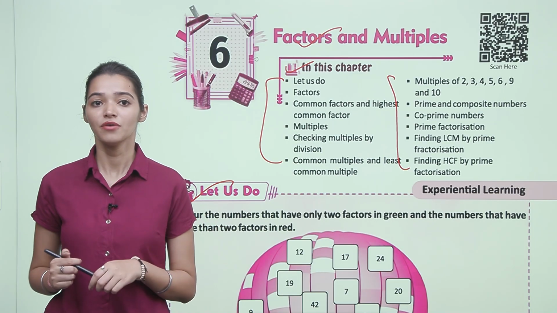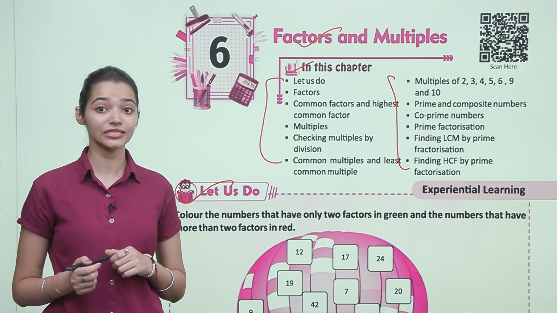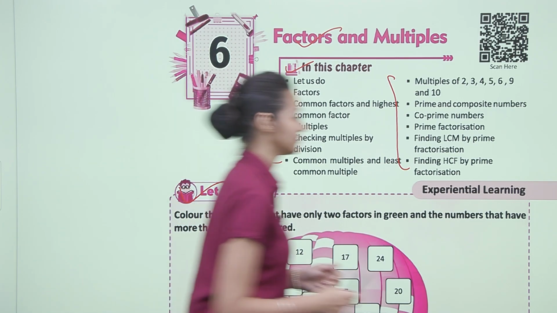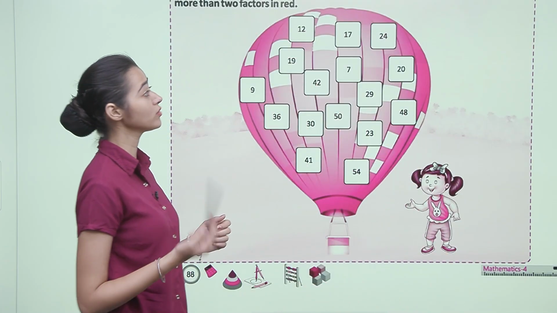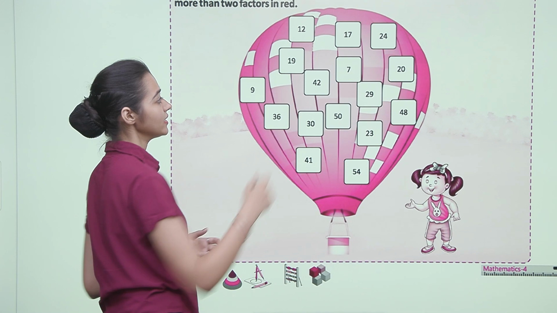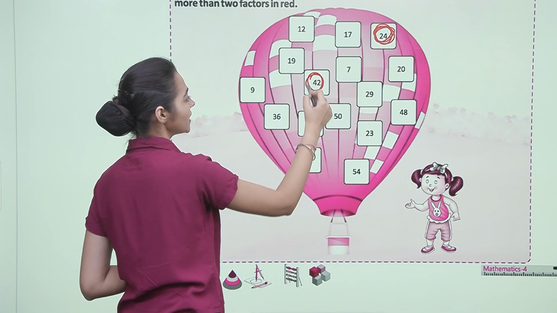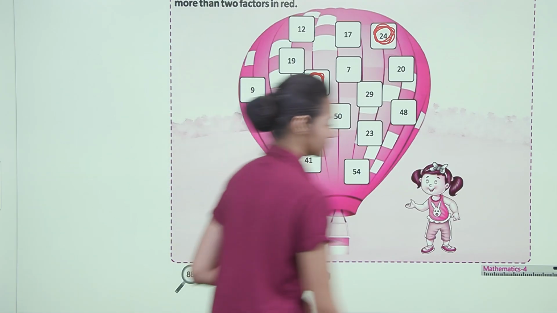Now let us do, we have to color the numbers that have only 2 factors in green and the numbers that have more than 2 factors in red. So that is 24, we can color it, 42, we can color it in red. That's how you have to complete all the numbers by coloring.